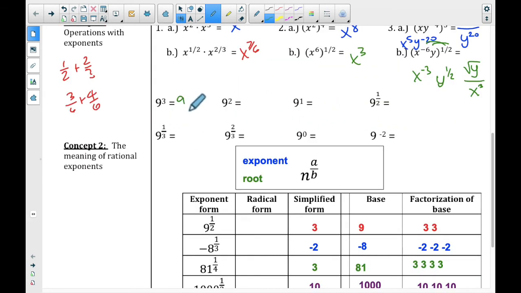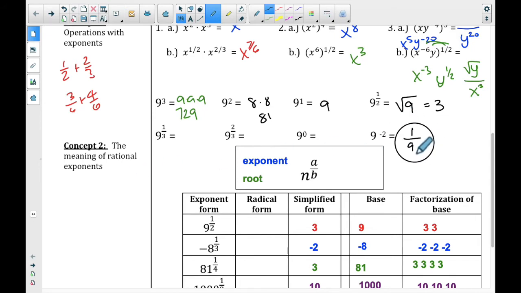9 to the third is like 9 times 9 times 9, and that is 729. 9 to the second, 9 times 9 is 81. 9 to the first is just 9. 9 to the 1/2 means the square root of 9, and that is 3. Whereas, I'm going to go this way now. 9 to the negative 2, that's like 1 over 9 squared, and that's 1 over 81. 9 to the 0, anything to 0 is 1.